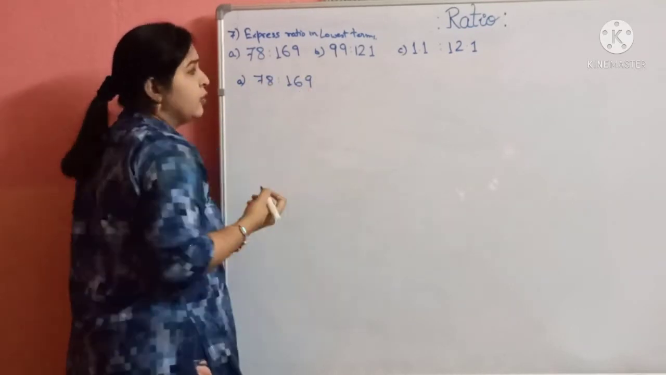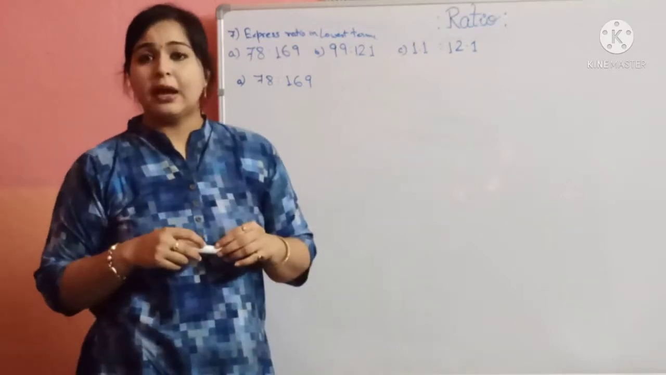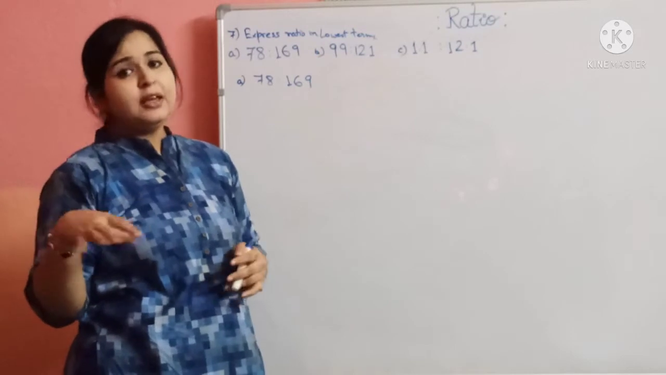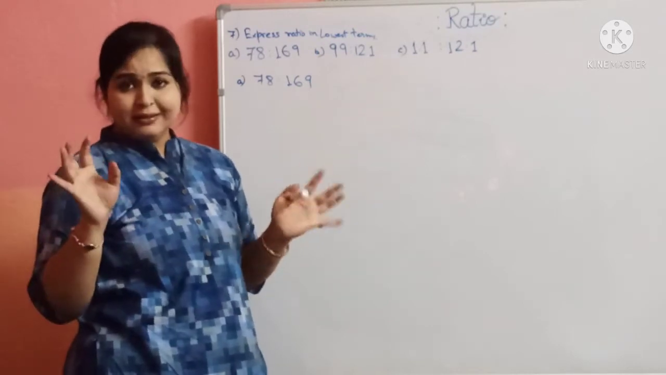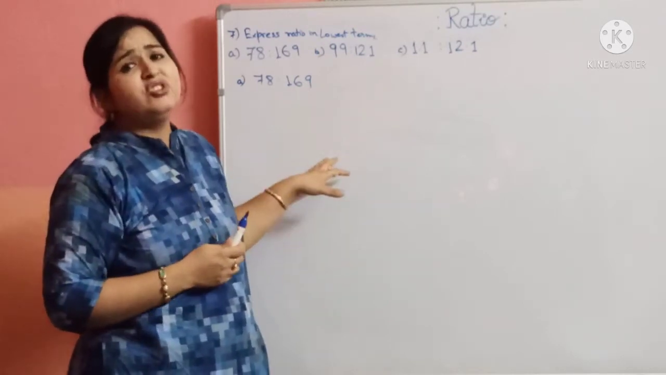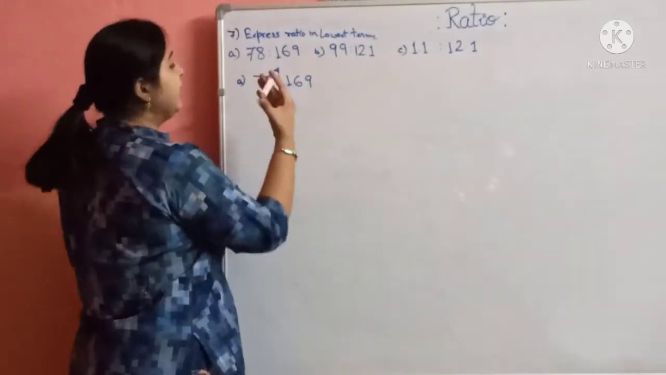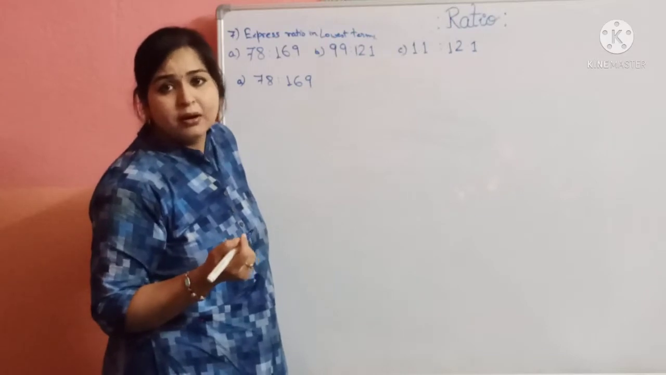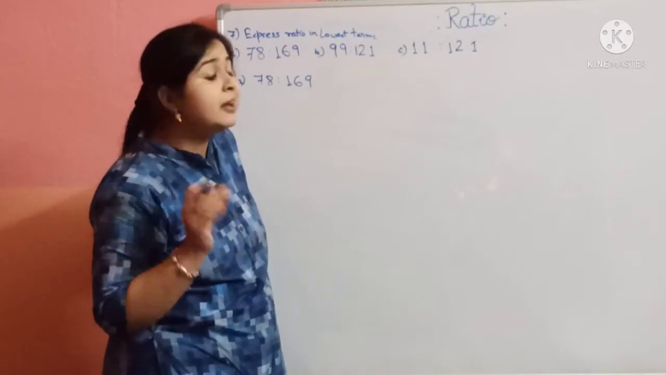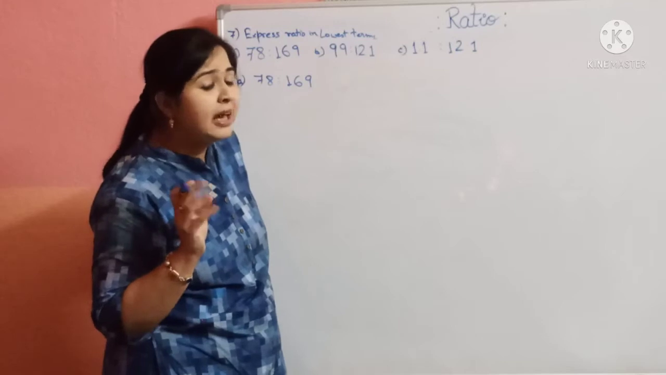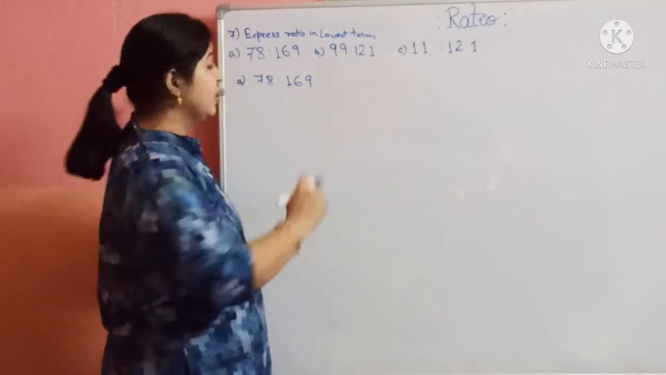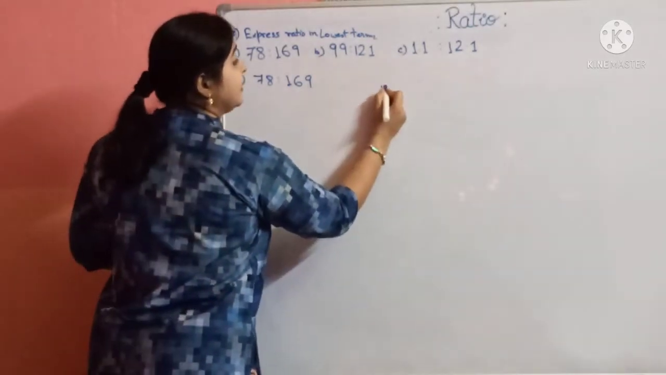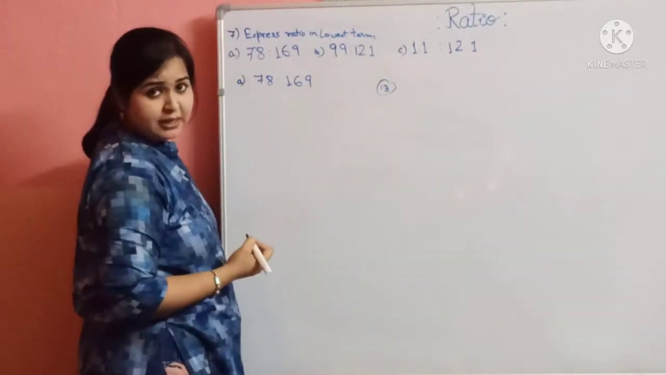Just before doing this math, I told you that doing ratio, you should remember either divisibility or tables. If you just learn tables, you can do maths in just one step. Here 78 and 169, which is the common divisibility number? I am saying this time, okay? 13 here is the common divisibility number.